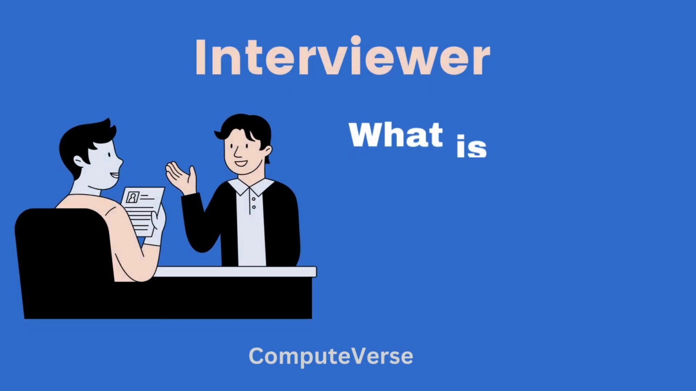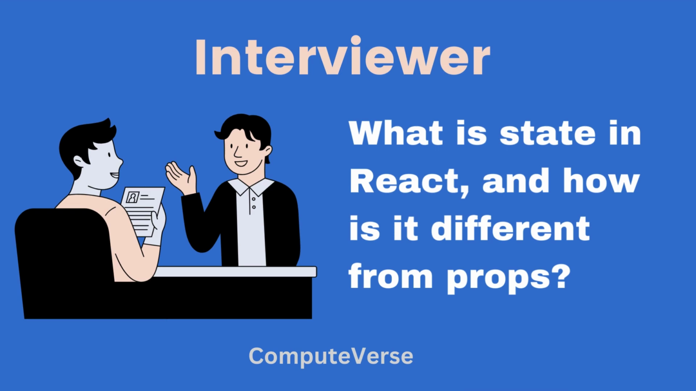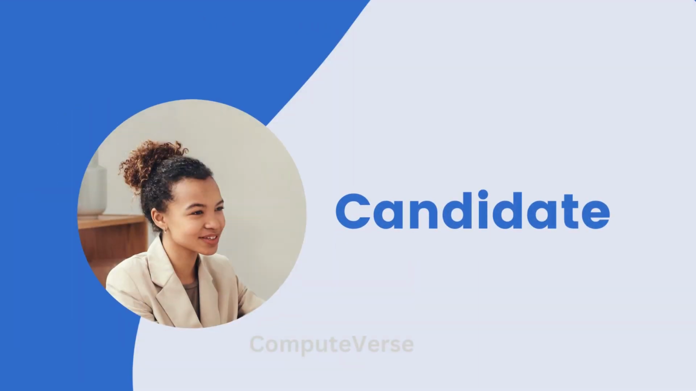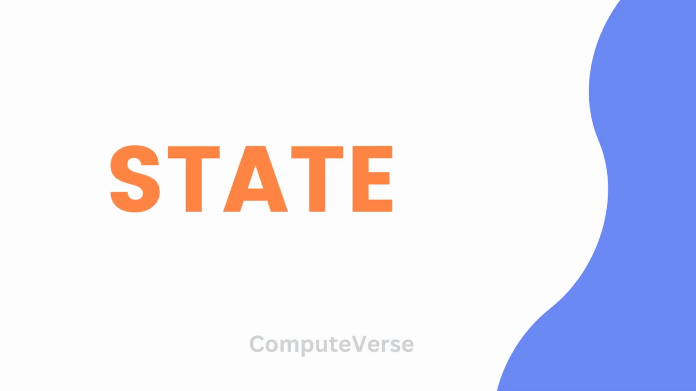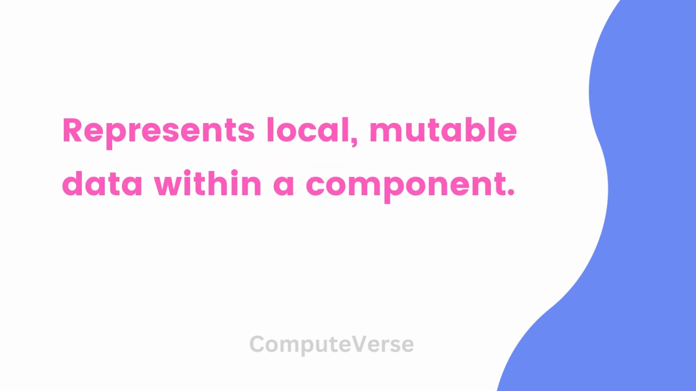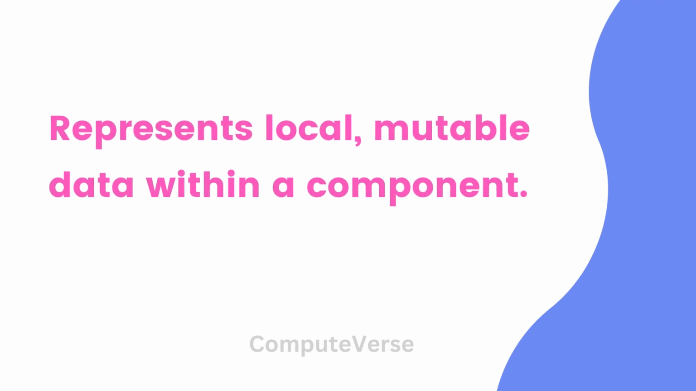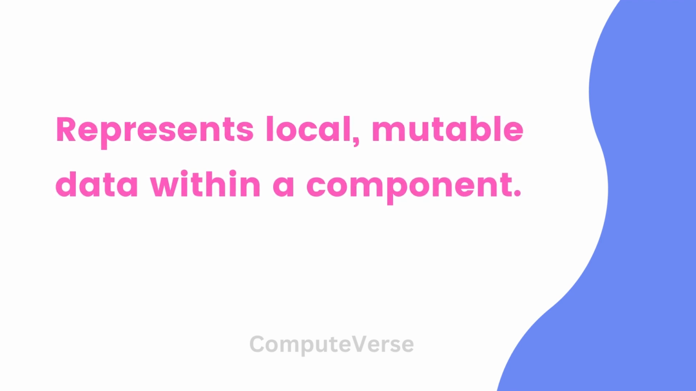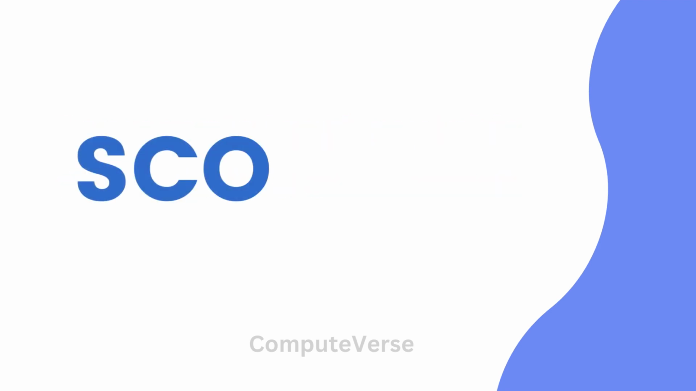What is state in React, and how is it different from props? In React, state and props are both mechanisms for managing data in a React application. State. State is a JavaScript object that represents the current or local data of a component. It is mutable and can be changed over time in response to user actions, network responses, or other events.